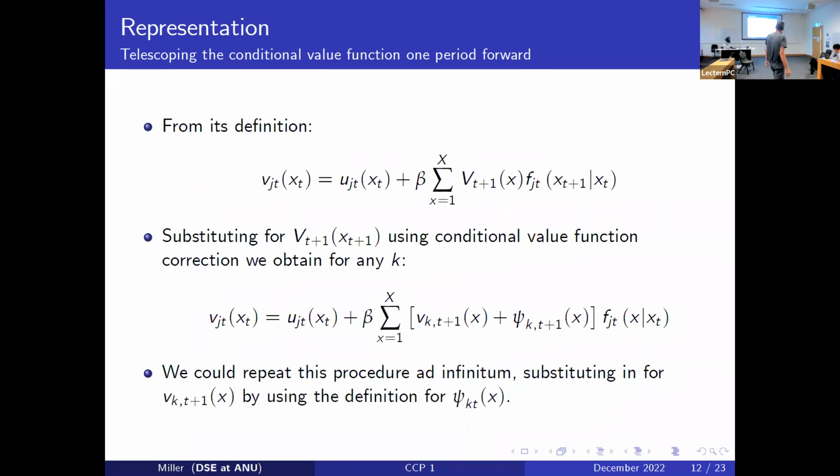So let's think about telescoping this conditional function just one period forward. Here is our conditional value function. And here is next period's social surplus function, hitting it with our beta. We're integrating over this. The transition function is j because we're taking the jth action right now. Okay, that's by the definition of the conditional value function.